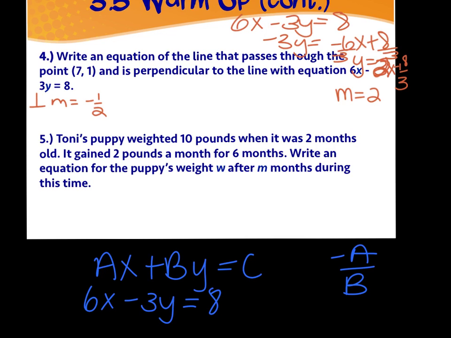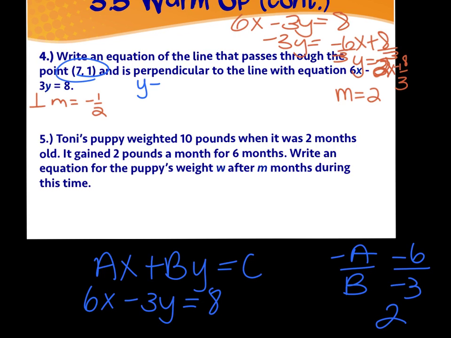So if I did that, -6 would go over b, which is -3, and I'd get +2. So there's a shortcut if it's in standard, okay? But if you don't remember it, then you can always just rearrange it and isolate the y. All right, so now I've got the slope, and I've got a point here.